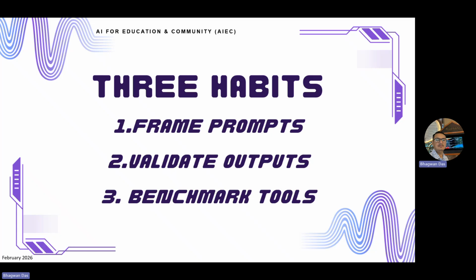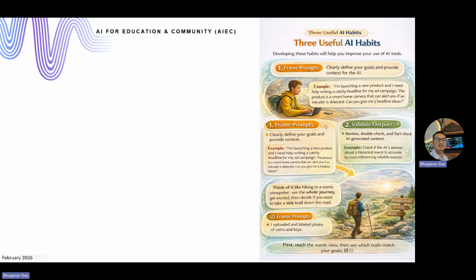So let's move towards the final part of this presentation, 3 habits. This is related to using AI responsibly, including when AI is used to generate tasks. The first habit is framing the prompts. Then you have to validate the output, and third, you have to benchmark the tool as well. Have a look at what exactly that means.